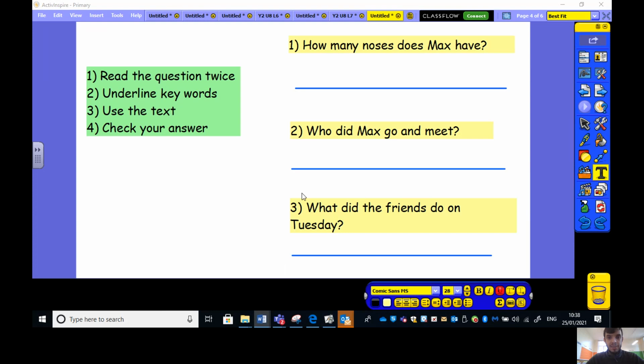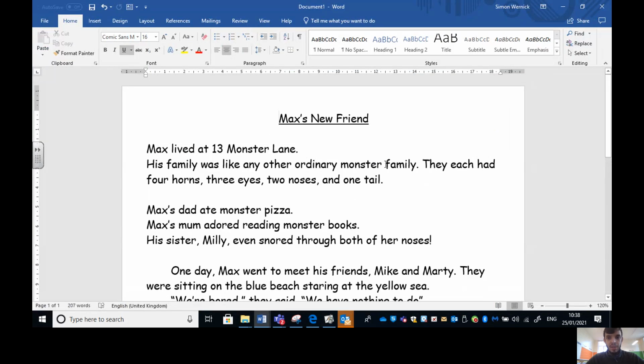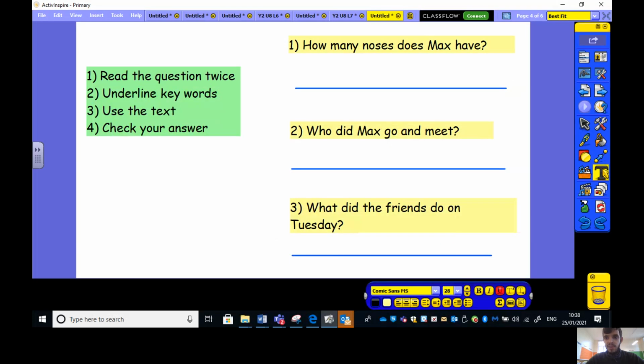Well, if I went back to the text, it tells me they each had four horns, three eyes, two noses. So how many does Max have? He has two noses. So I should have underlined, how many noses does Max have? We've gone back to the text. Max has two noses.